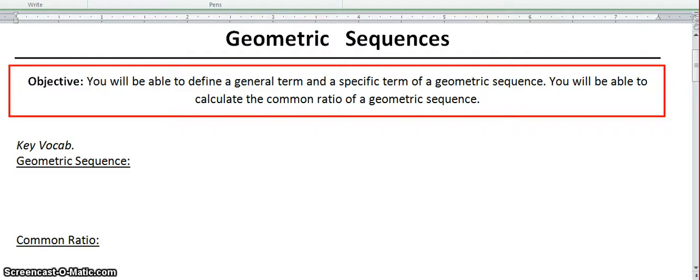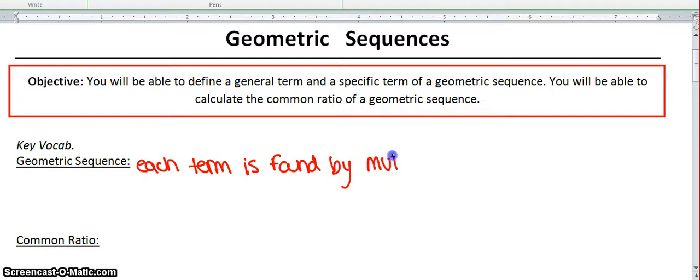A geometric sequence is a list of numbers where each term is found by multiplying the previous term by a constant number. Okay, let's write that down. Get your own definition. If you don't like mine, that's totally fine. Or you can just write down what I'm writing down. Each term is found by, keyword, multiplying, underline that a few times, previous term by a constant.